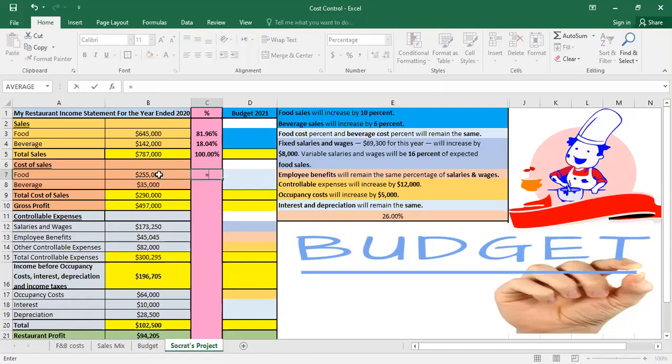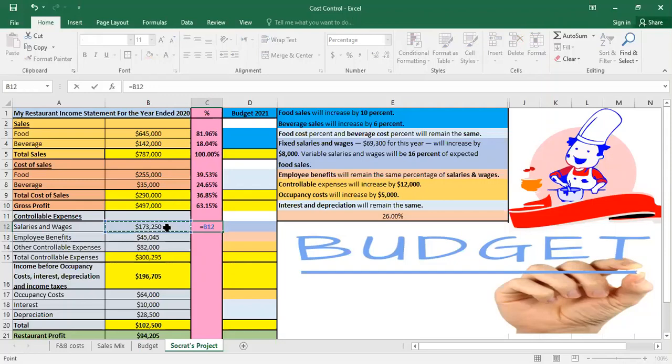So here the food cost is the food cost in dollars divided by the food sales. The beverage cost, the same: beverage cost divided by the beverage sales. And we're having the total cost of sales divided by the total sales. The gross profit is the gross profit as a percentage of total sales, so we divide it also by the total sales. Now we move to salaries and wages.